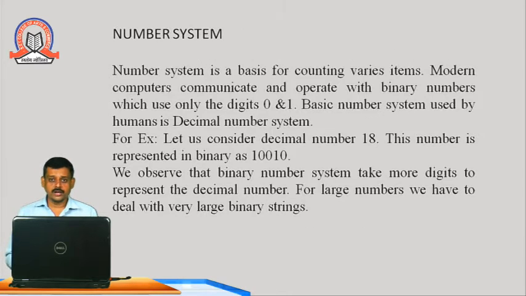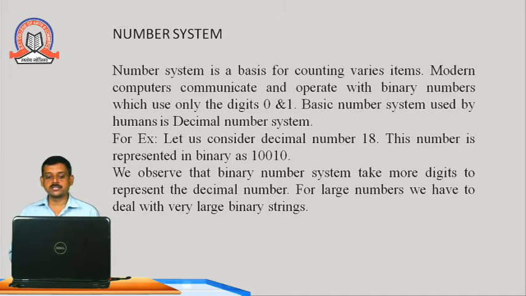Now let's get a thorough introduction to number systems. A number system in digital electronics is basically counting a variety of items, just like we count mangoes from a bucket: 1, 2, 3, 4. That is nothing but counting the elements, so it is a numbering system. Modern computers communicate and operate with binary numbers, which use only the digits 0 and 1.